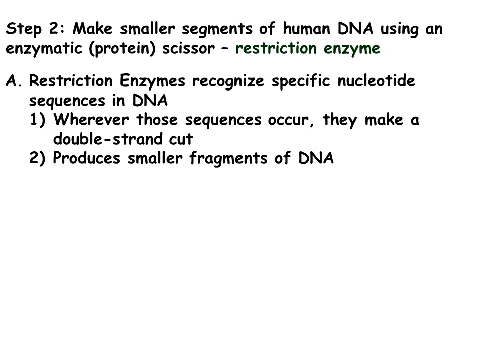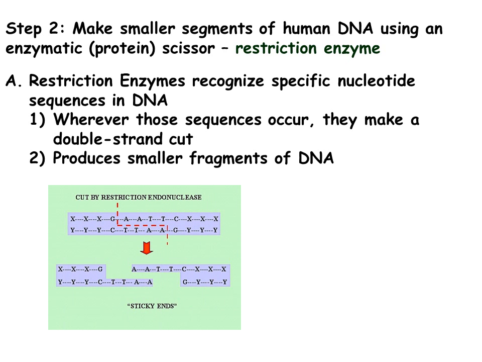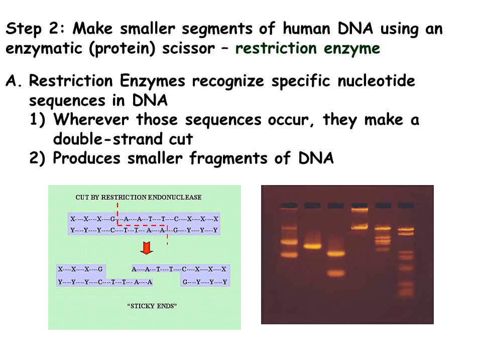Again, they recognize a specific sequence in the DNA, and wherever those sequences occur, they make a double-strand cut. That produces a whole bunch of smaller fragments of different sizes. So here's an example. The cut is, as you can see, kind of staggered, but it's at the same spot on both strands of DNA. Because of this we have overhanging sticky ends that will base pair back up, as you can see, because they're complementary.